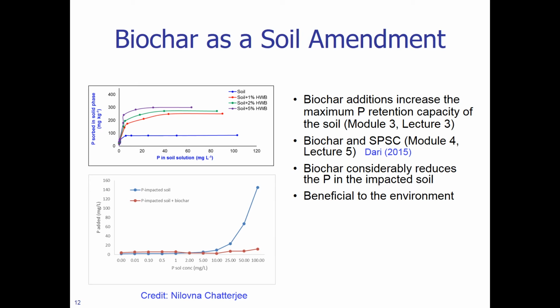But remember, we come back to the same situation, that the P that is adsorbed could be released. This is again a very, very preliminary experiment, that the biochar considerably reduced the P in the impacted soil. That is a fact. But how beneficial it is to the environment is something that needs far more studies. If we leave this as it is with biochar additions and come back several months or several years from now, what actually happens to the phosphorus? That's an issue that we have to deal with.